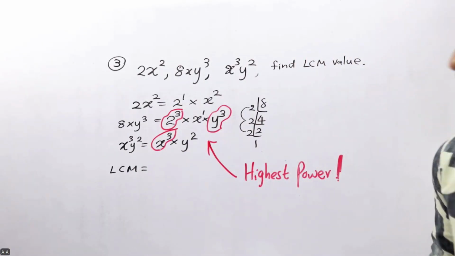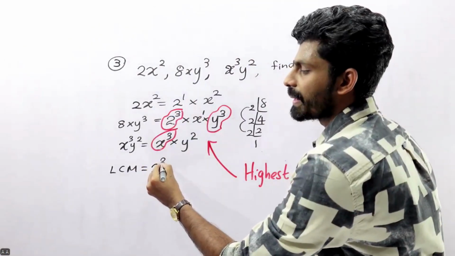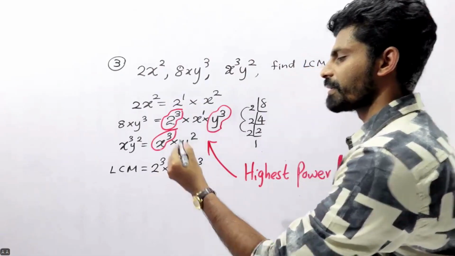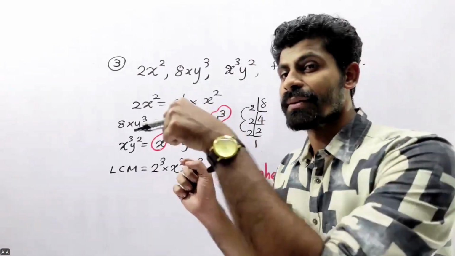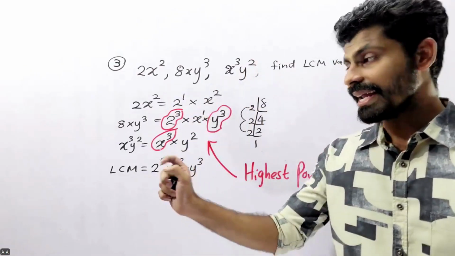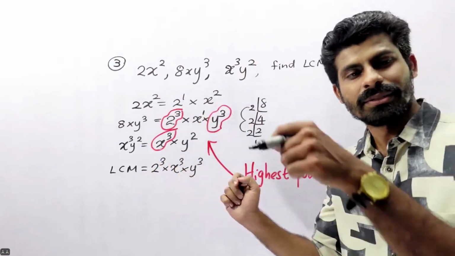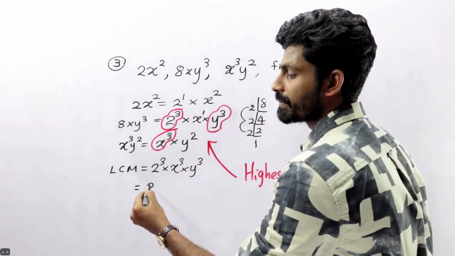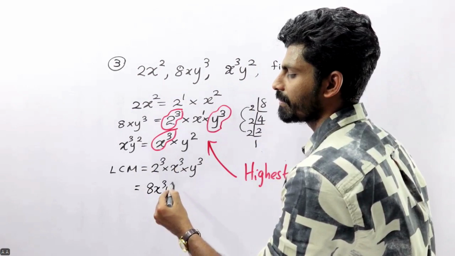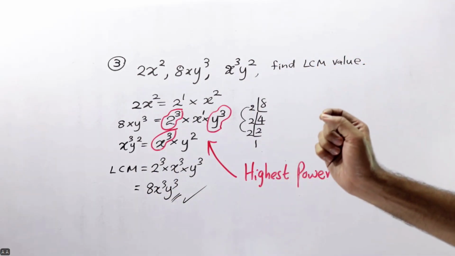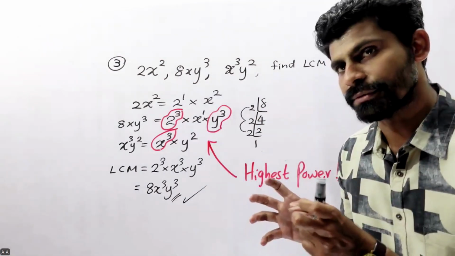So quickly multiply 2 to the power 3 multiplied by x to the power 3 multiplied by y to the power 3. 2 to the power 3 means 2 multiplied by 2 is 4, 4 multiplied by 2 is 8, 8 multiplied by x to the power 3 multiplied by y to the power 3. So that means 8x to the power 3 y to the power 3. Right? Question number 3, LCM values.